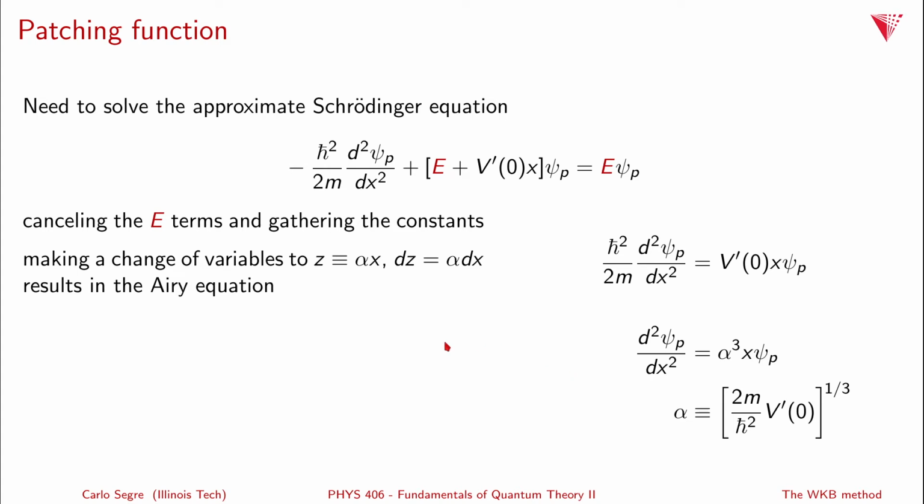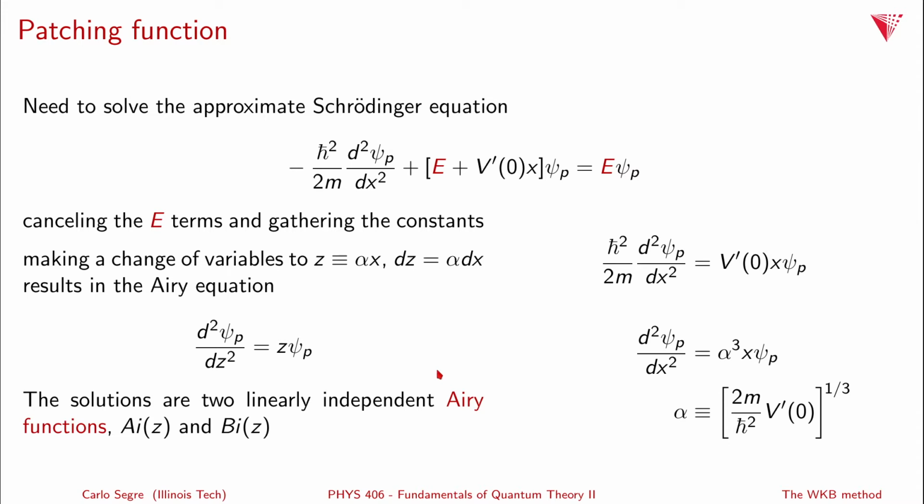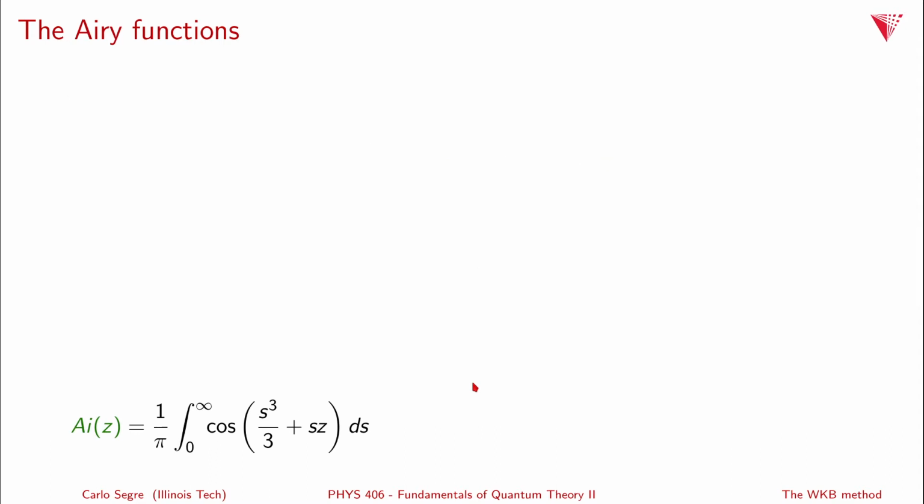And we can see that by making a change of variables from alpha times x to z, which means that dz is alpha dx, and this gives you the so-called Airy equation. That is, d squared psi p by dz squared is equal to z times psi p. So we basically eliminated the alpha in this way. The solutions to this equation are two independent Airy functions, Ai of z and Bi of z. And we'll take a look at those now. So Ai of z looks like this.